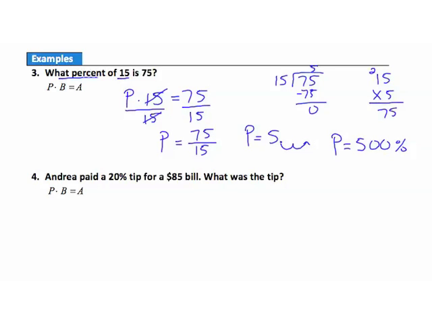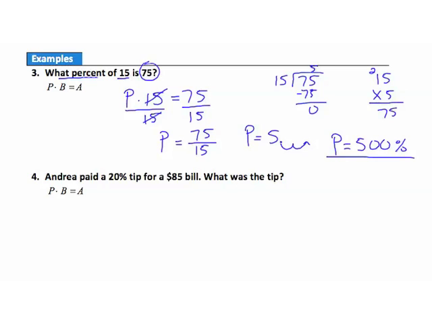Let's go back to the original problem and make sure this makes sense now. So what percent of 15 is 75? Well, 75 is a larger number than 15. So if we're taking a percent of 15 and ending up with 75, we are going to have to take a very large percentage to start with 15 and then get to 75. So that answer of 500% does make sense.